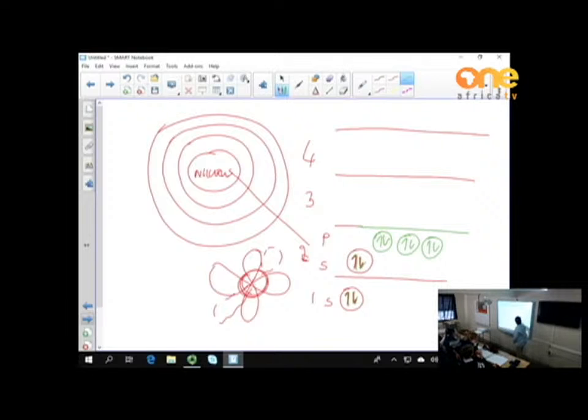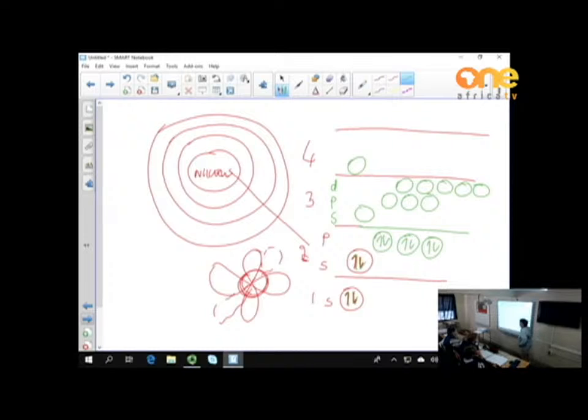Now the next one is 3 Ps and 5 Ds, and that would be an S. So S, P, D sublevel. And the D sublevel just has a different shape to what the P and the S sublevels have. You don't need to worry about the shapes. Yeah, small letters.